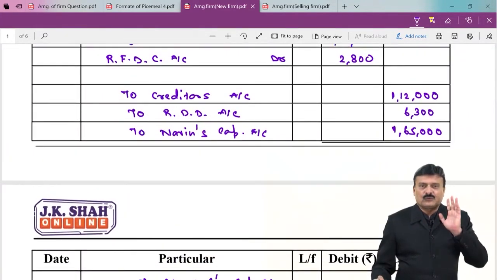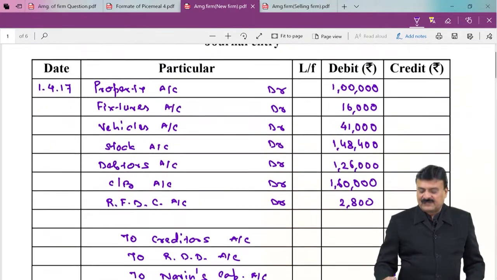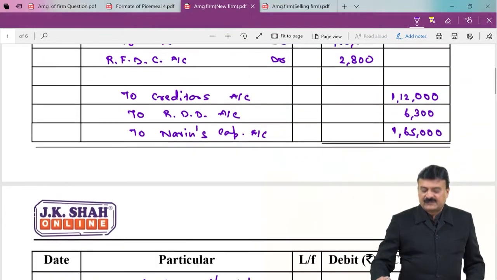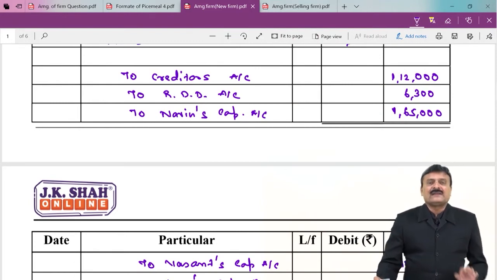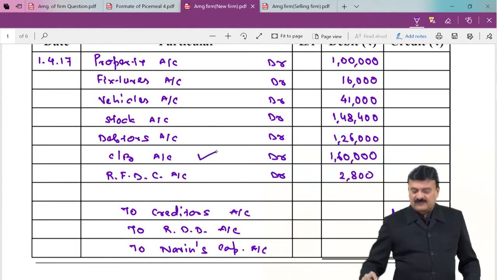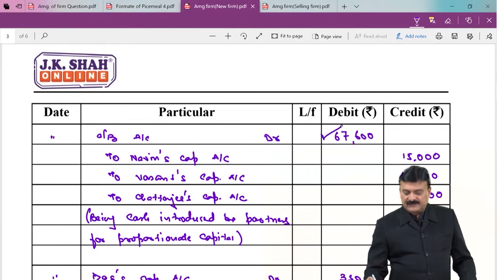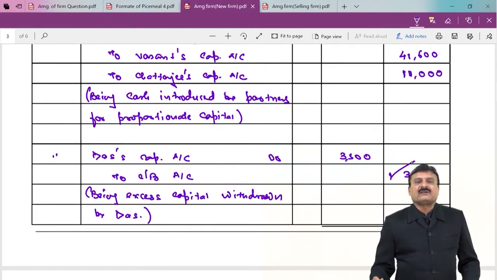New capital is known to you, the distribution of 5,40,000 in 4 parts. That is your capital. All assets and liabilities are available here in the first entry. Capital is known, all assets and liabilities are here. Only care to be taken is change in this cash bank. Cash bank is debit here. In this entry also it is debit, and in this entry it is credit. Debits will be added and credit will be subtracted.